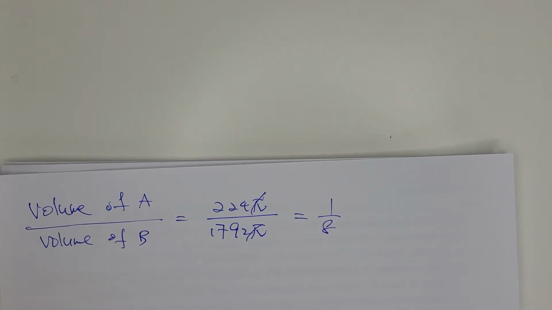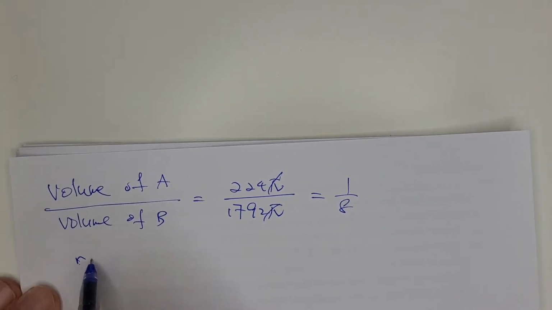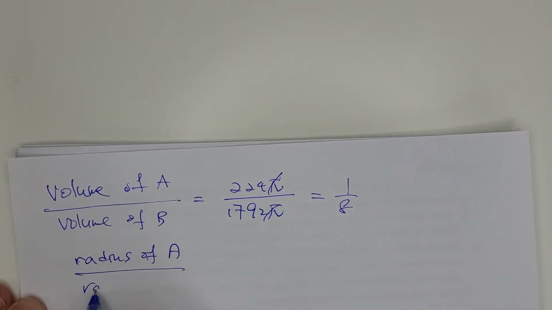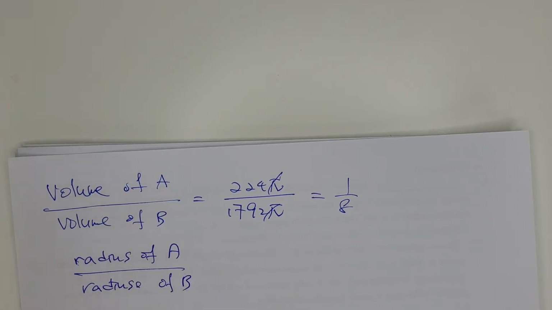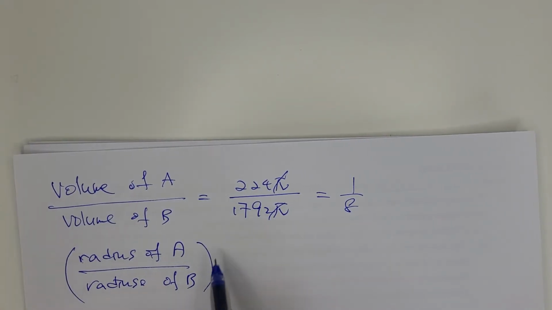Okay. And next, you need to check the length ratio. Radius of A over radius of B. But that's just the length ratio. You need to check the cube of the length ratio and see whether it equals the volume ratio.